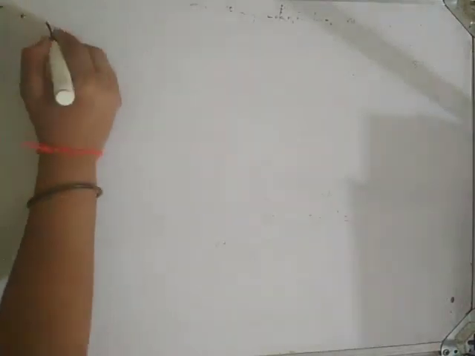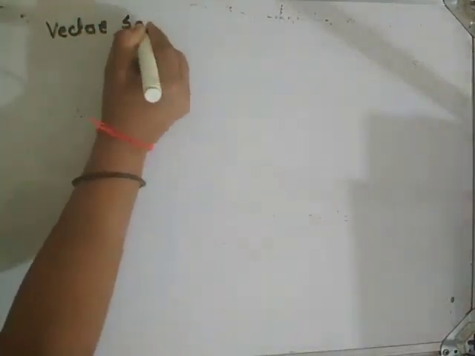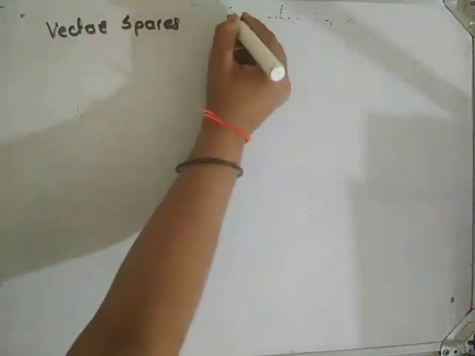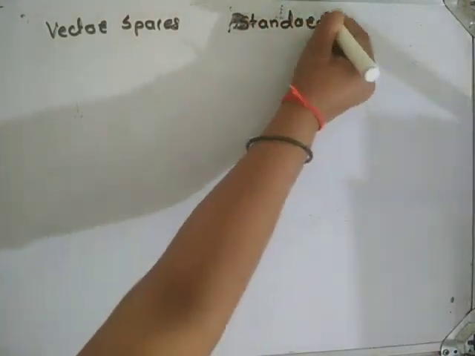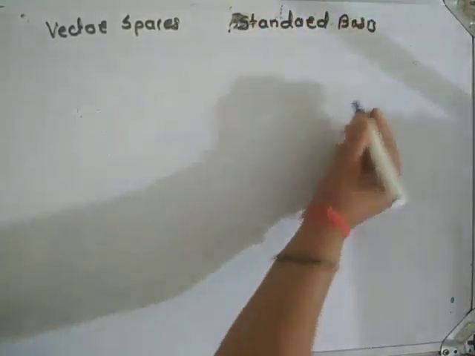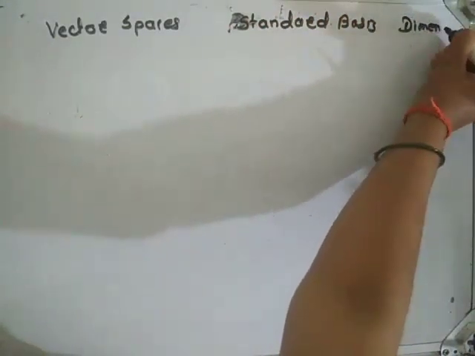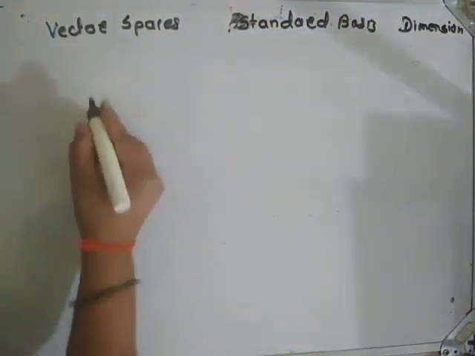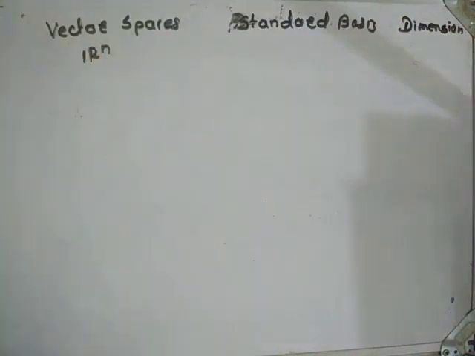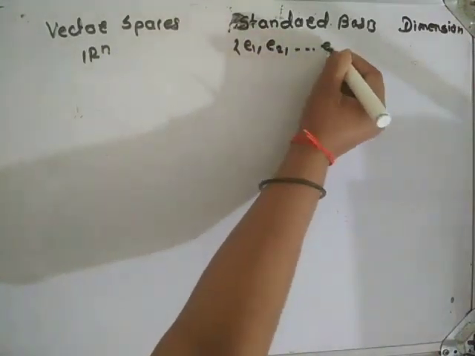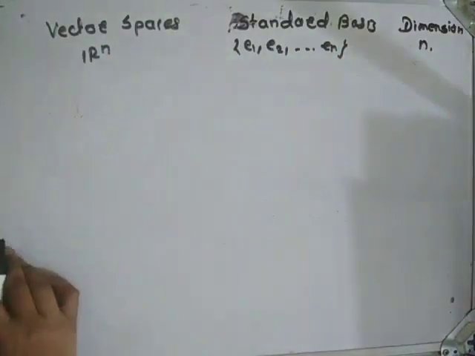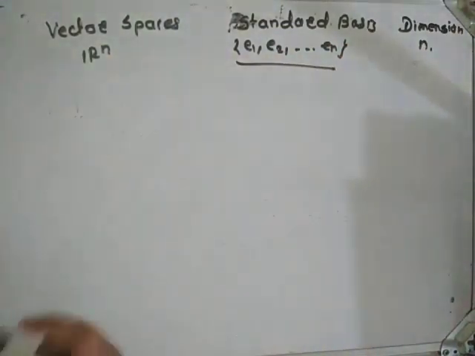Now we will write down the table for standard basis and dimension of a vector space. First column is vector spaces. Here standard basis, and last column is dimension. First vector space is Rn. For Rn, standard basis, we have already discussed, is e1, e2 and so on up to en, and its dimension is n because its basis contains n elements.